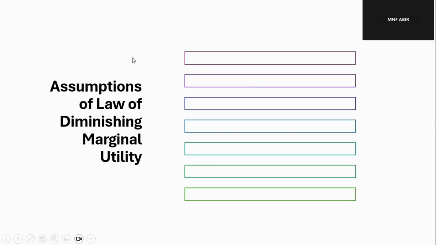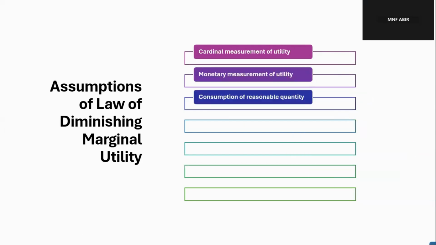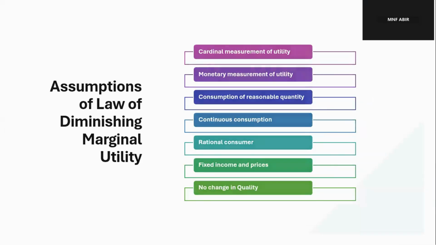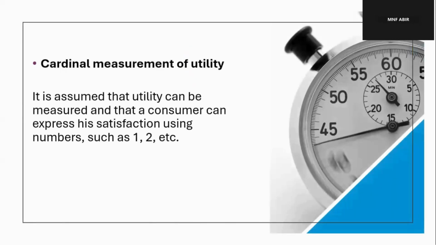The law of diminishing marginal utility has some assumptions. Without these, we cannot measure the law of diminishing marginal utility. The first one is cardinal measurement of utility. The cardinal measurement of utility is the idea that utility can be measured in exact numerical terms, just like weight or length. In this approach, utility is expressed in imaginary units called utils.